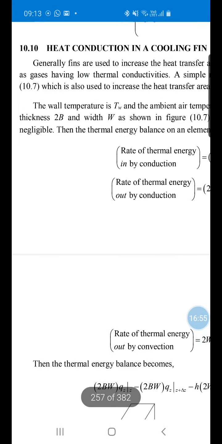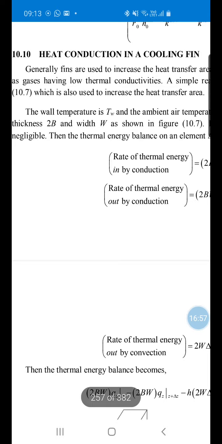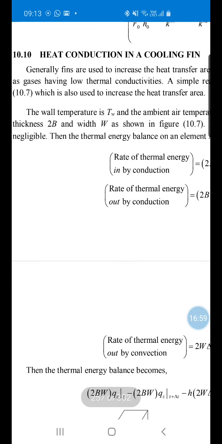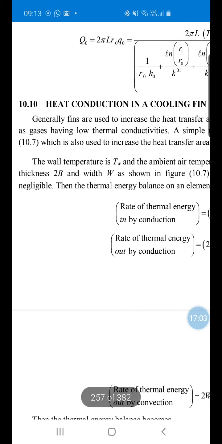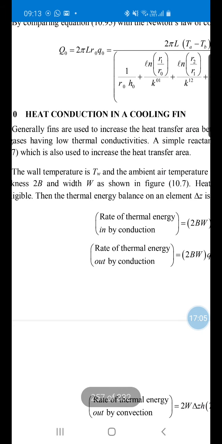So the only part remaining is heat conduction through the cooling film, that we will discuss in the next lecture. Thank you.